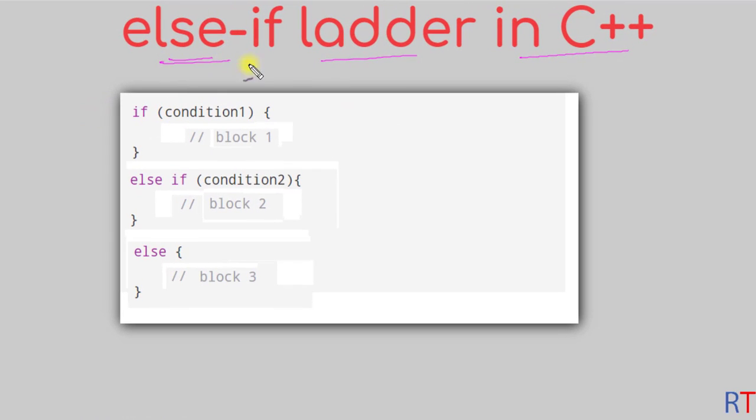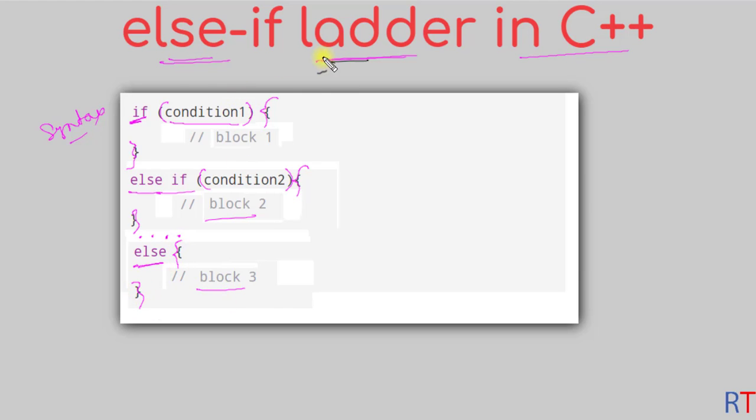The else if ladder is also used for decision making, and the syntax is: first we have the if keyword, and inside the parentheses we have the condition, and then we have one block of code. Right after the if block we have the else if block, which has its own condition and its own block of code. This way we can have multiple else if blocks in the else if ladder, and at the end we have the else keyword followed by one block of code.